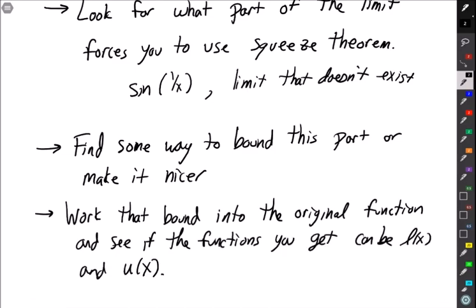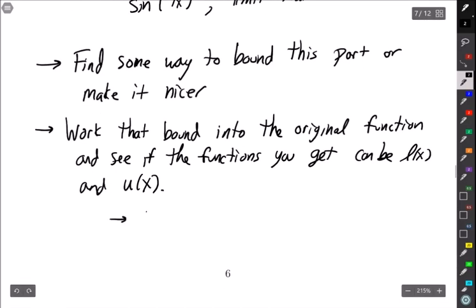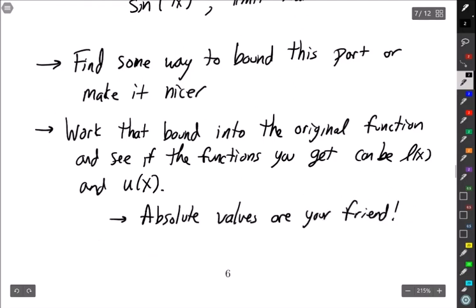And here I will point out as well, absolute values are your friend. Why? Because they're always positive, or negative absolute value is always negative. And so you're always on the same side of 0, which means if you put that in anything else, you're always on the same side of your function. Keep that in mind when you're working these out.